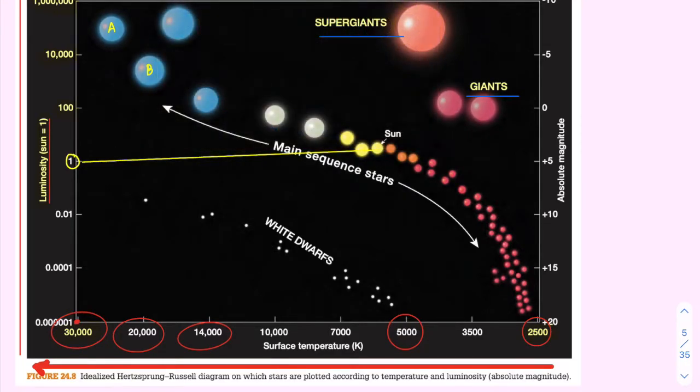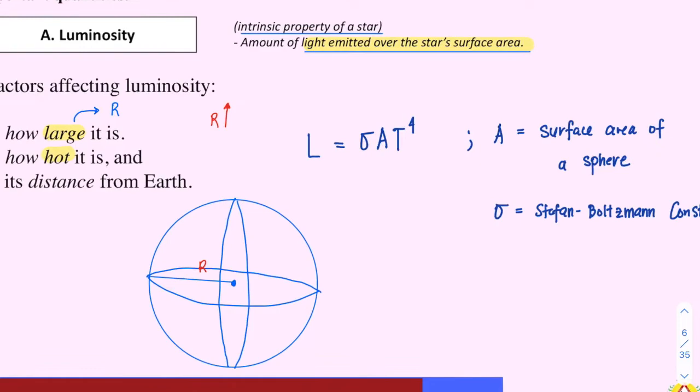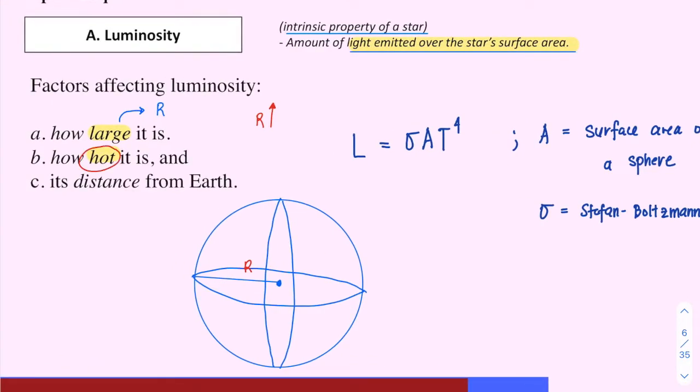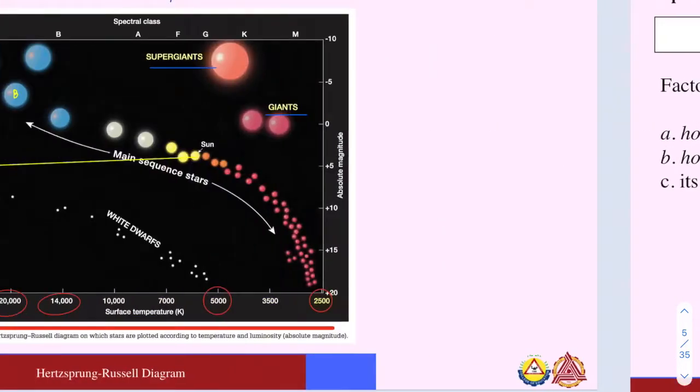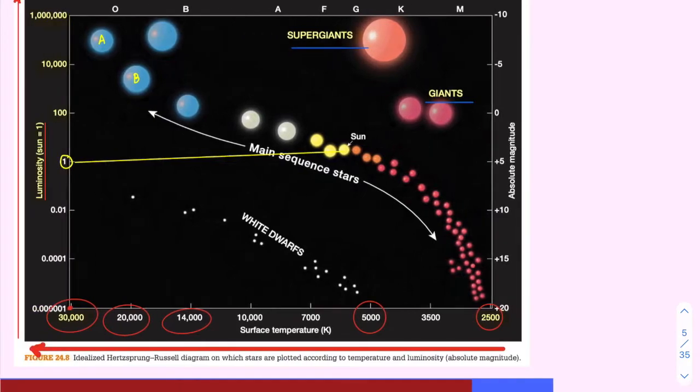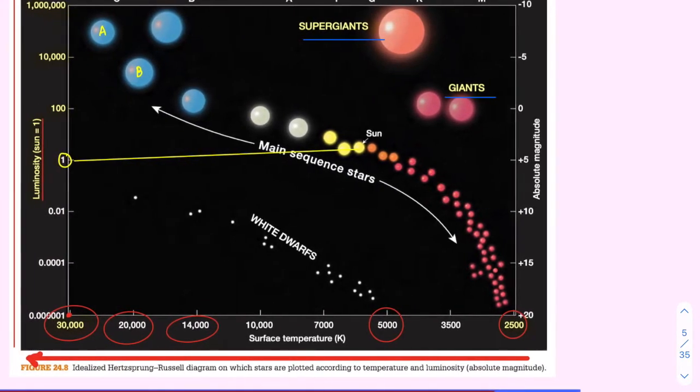Right, the second factor is how hot, as you can see here. How hot it is, that is a factor of luminosity. Now, let's try to illustrate or understand the relationship between how hot, or the temperature of a star, and its luminosity.